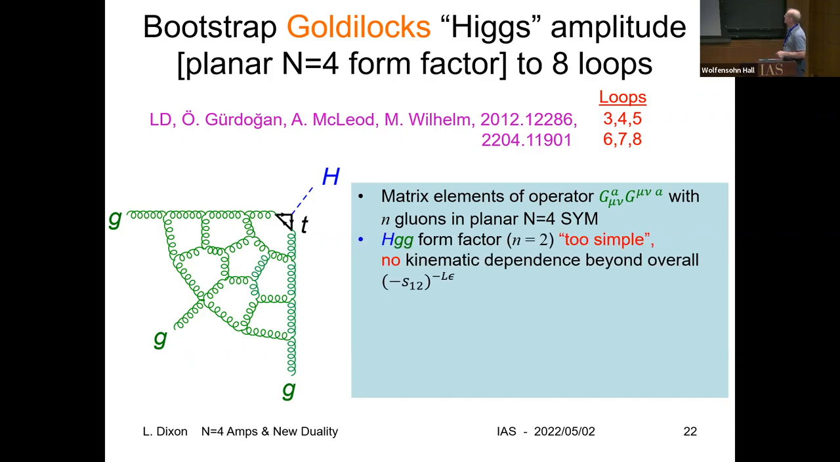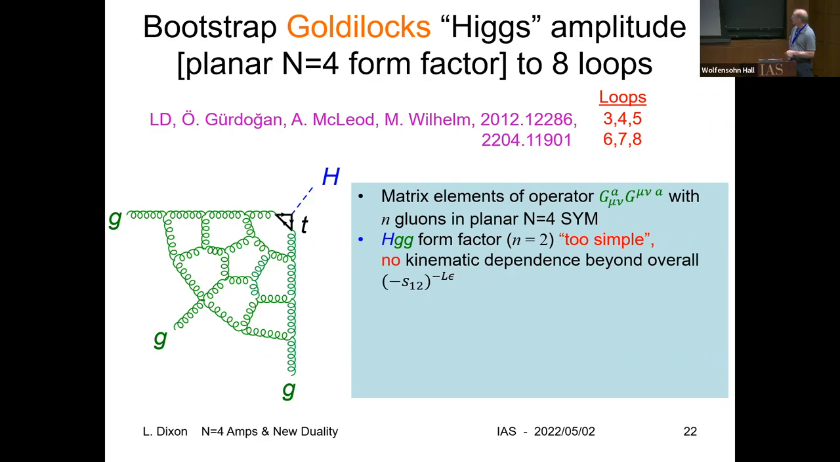The simplest thing we could imagine as a form factor for this amplitude would be to just have two gluons. So the glue glue to Higgs amplitude, or Higgs to glue glue decay. But that one turns out to be too simple for the methods we have. The problem is that it has no kinematic dependence at all because of the fact that there's only one overall scale, the mass of the Higgs, or the momentum squared of the operator, or the invariant mass of the two incoming gluons, all of which are just S12. If you only have one scale, you can factor it out.